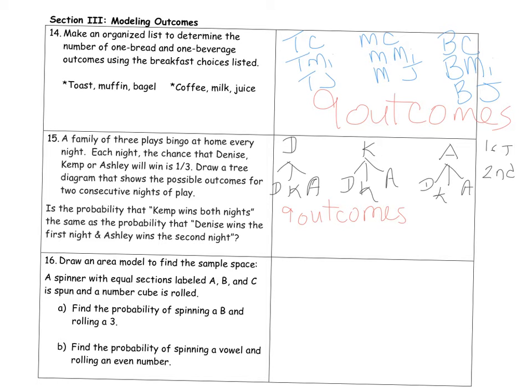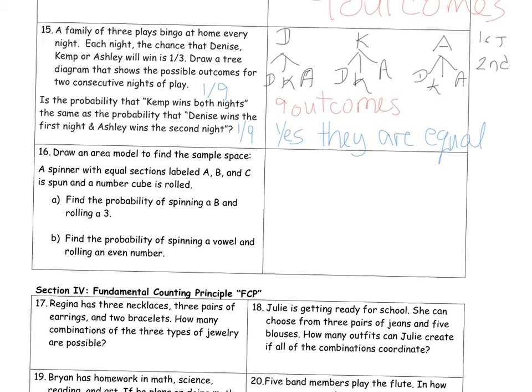Now let's answer the question. The probability that Kemp wins both nights is a 1/9 chance. And it wants to know, is that the same as the probability that Denise wins the first night and Ashley wins the second night? Well, there's only 1 out of the 9 that is true for Denise and then Ashley. So therefore, yes, they are equal. If you have more space, you can say, yes, the probabilities are equal, but I'm writing really big on here, and so I don't have the space.